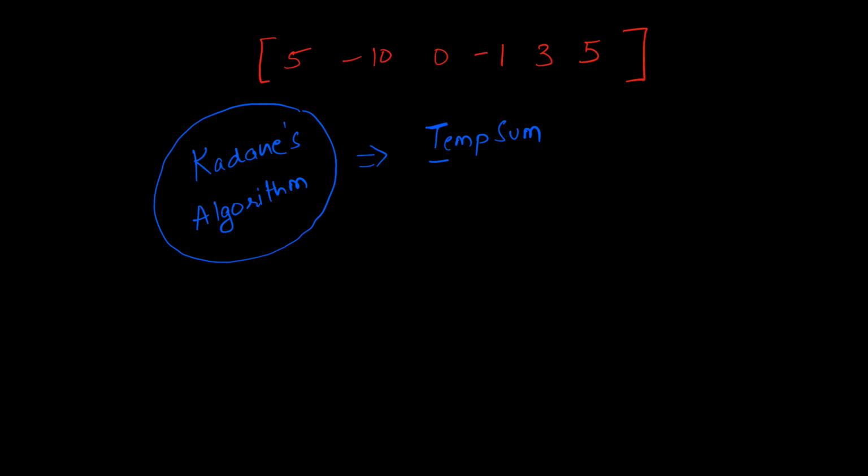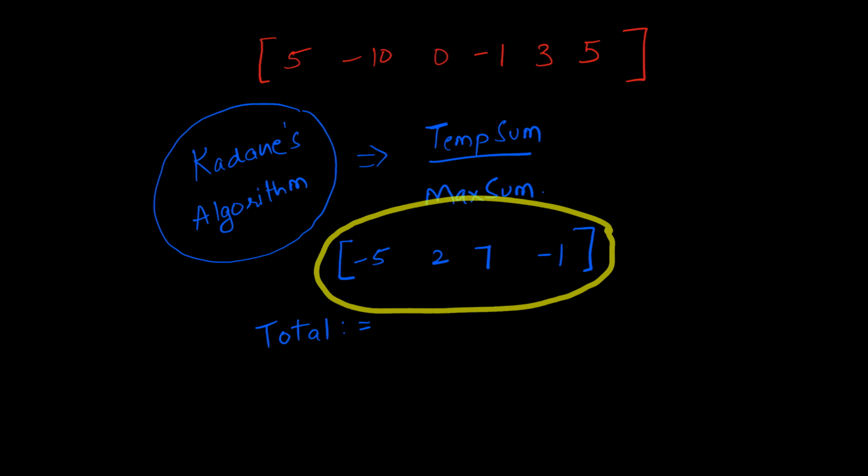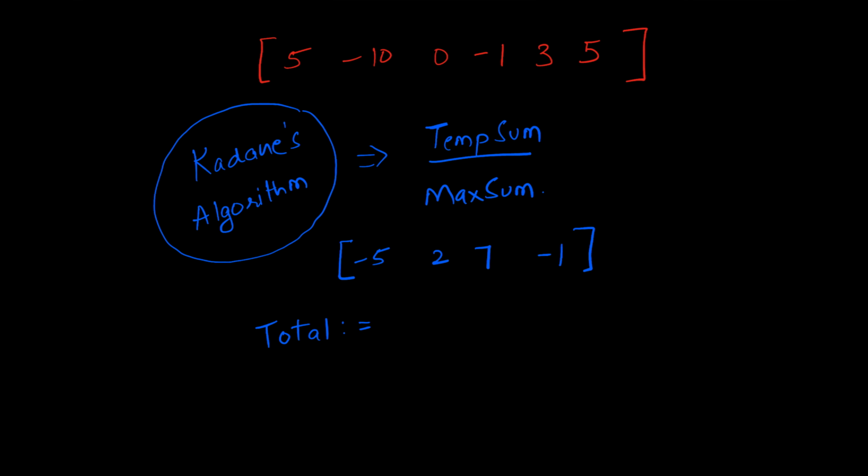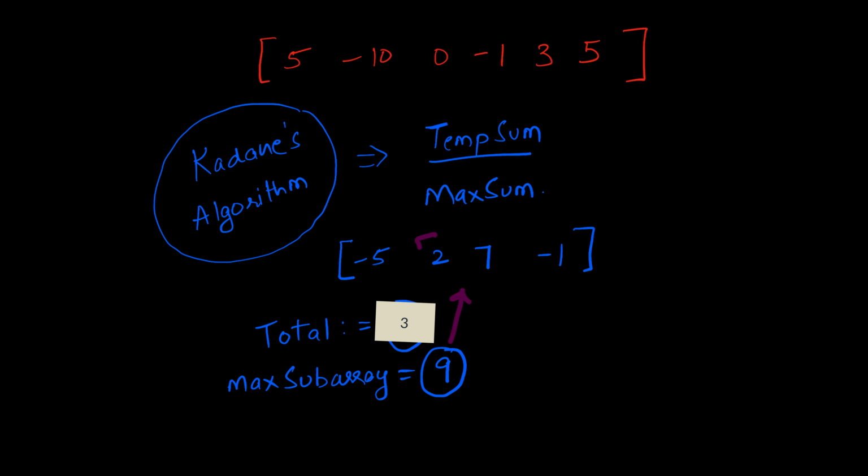As mentioned earlier, in Kadane's algorithm we were using two variables. One is the temporary sum and the other is the maximum sum. Let's use this example to understand the concept better. The sum of all of the elements in the array is 3. The maximum subarray total is 9, which is a combination of 2 and 7 in the center of the array. It is fair to say that the sum of the maximum subarray plus the remaining elements will give us the total of the entire array.